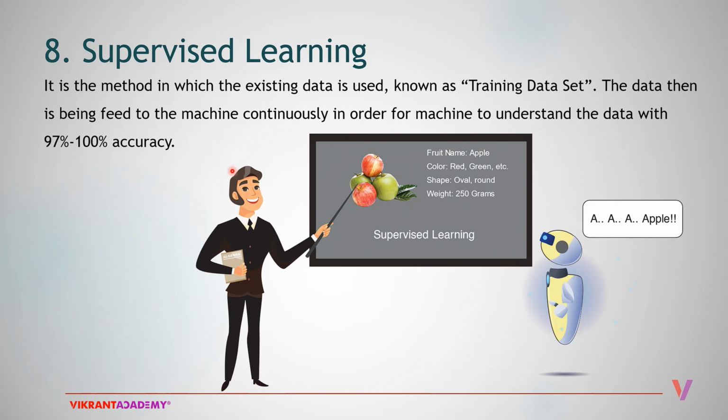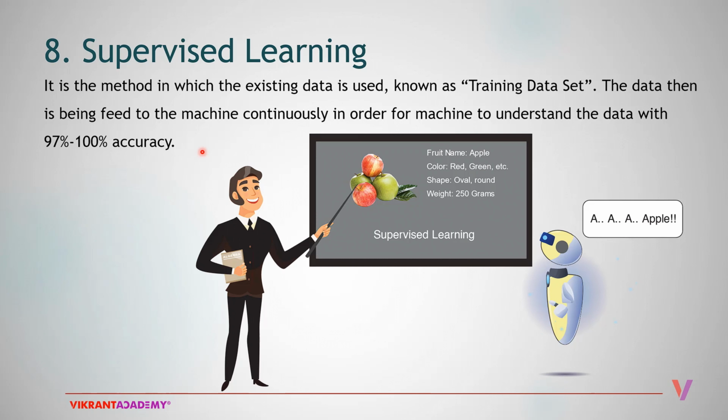So what is supervised learning? It is a method in which existing data is used, known as the training data set. The data is fed to the machine continuously in order for the machine to understand the data with 97% or 100% accuracy. Let's say we constantly supervise and we constantly feed the data based on the requirement we want, based on the output we want from the machine.